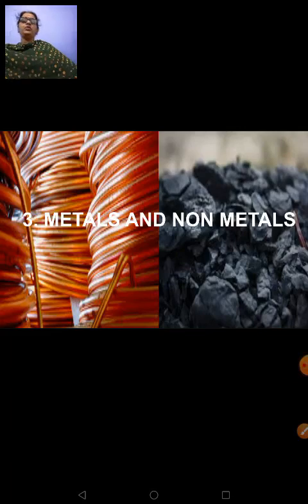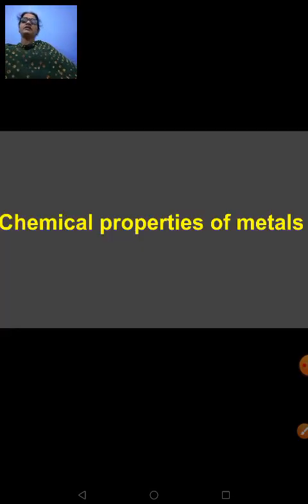Everyone, welcome once again to this online chemistry class for class 10. We are doing chapter number 3, metals and non-metals. In this we have started learning the chemical properties of metals, and we have completed studying the reaction of metals with oxygen and the reaction of metals with water. In today's session we'll start learning the reaction of metals with acids. Okay, let's now get into today's session.